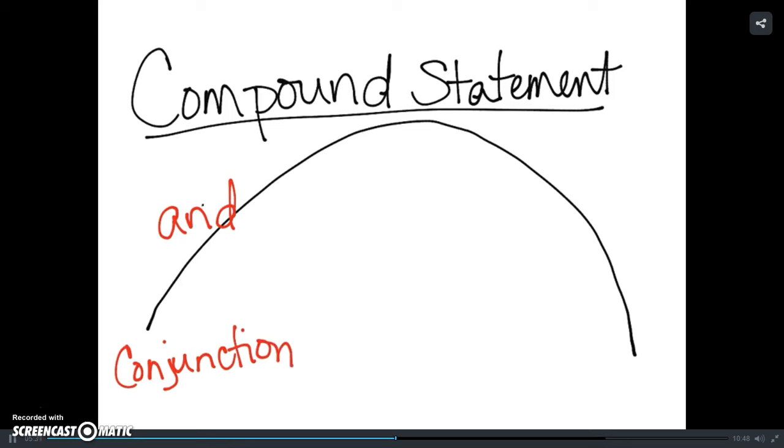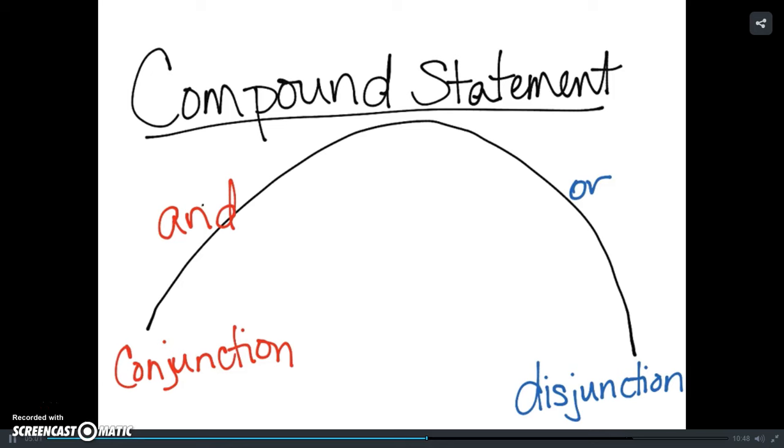Okay, so this would be like an elephant is a mammal and it eats hay. That would be a conjunction. If we use the word or to combine our two statements, this is called a disjunction. And an example of that would be an elephant eats hay or it is a mammal.